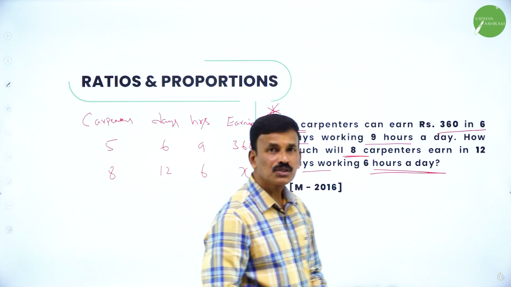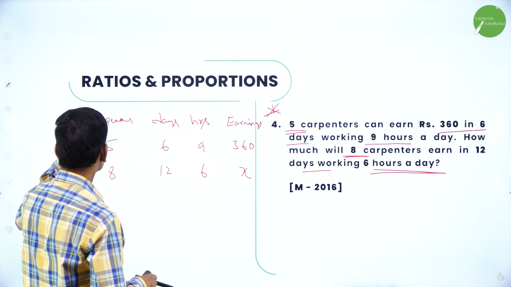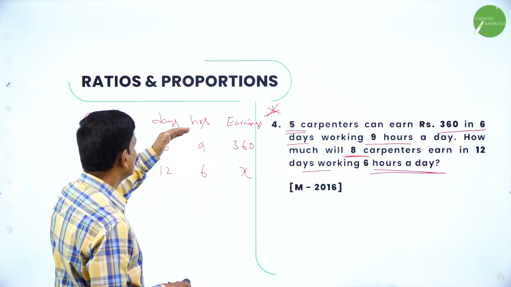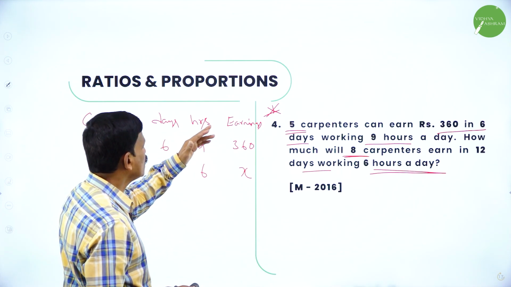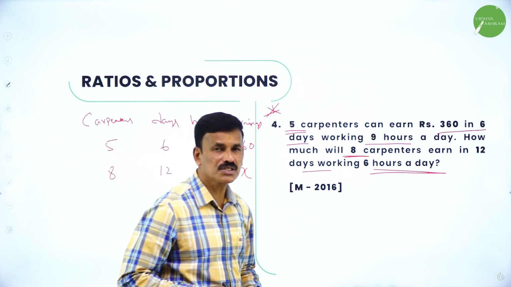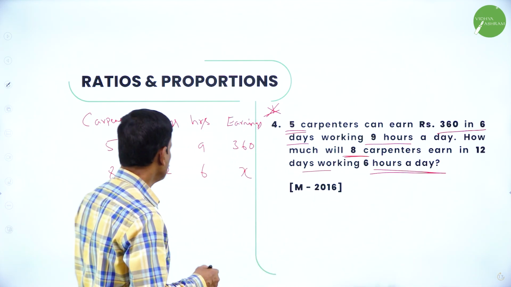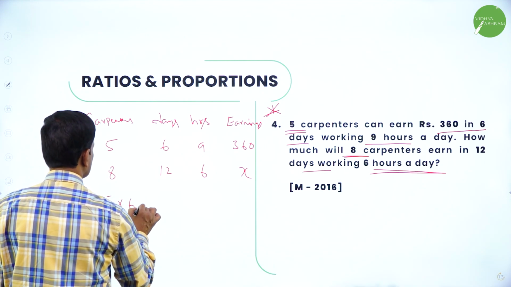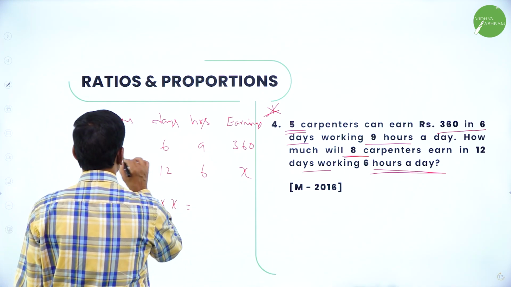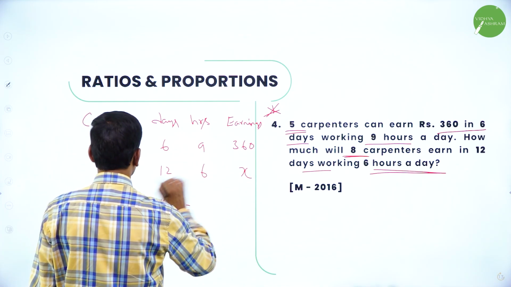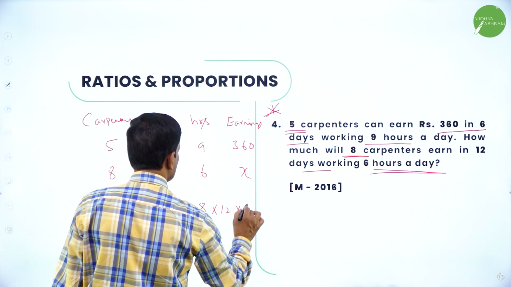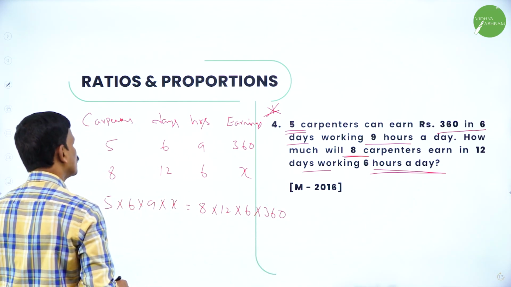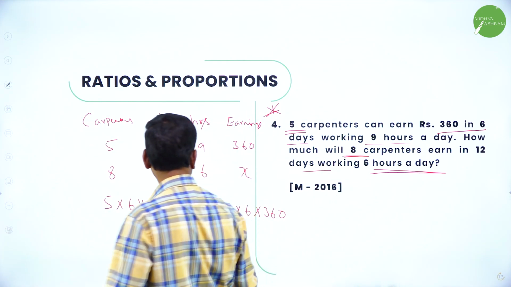So here the first ratio, carpenters 5:8, and the second ratio, days 6:12, and the hours 9:6, and earnings is 360 to x. So this is a direct proportion. This can be written very simply as 5 into 6 into 9 into x is equal to 8 into 12 into 6 into 360. That's it. Okay, right. So what is x from this?